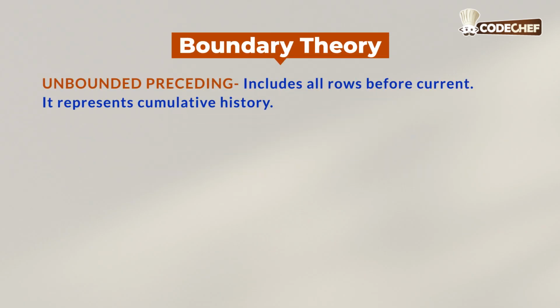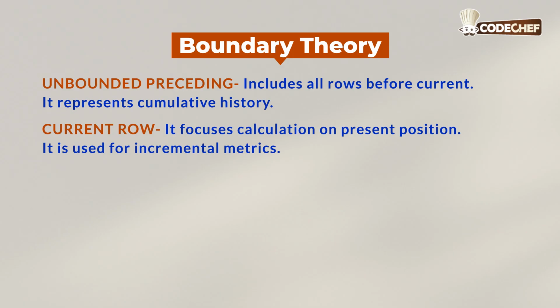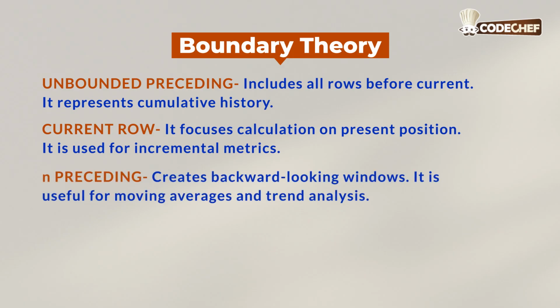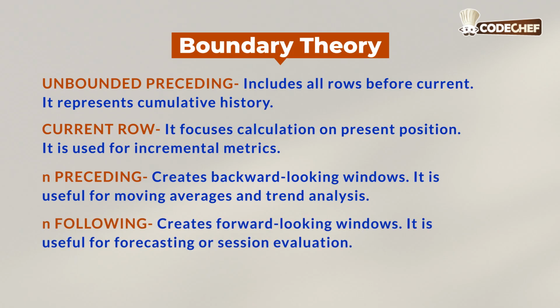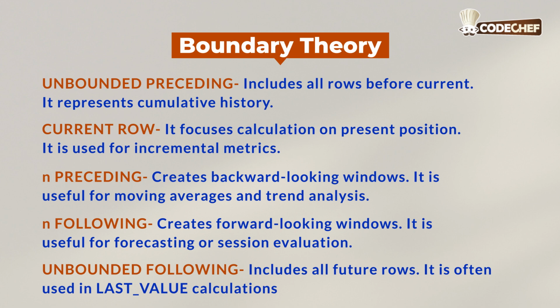Now, here we have boundary theory. So first, unbounded preceding. It includes all rows before current. It represents cumulative history. Now, current row. It focuses calculations on the present position. It is used for incremental metrics. Then N preceding. It creates a backward looking window. It is used for moving averages and trend analysis. Then N following. It creates forward looking windows. It is used for forecasting or session evaluation. Unbounded following. It includes all future rows and it is often used in last value calculations.